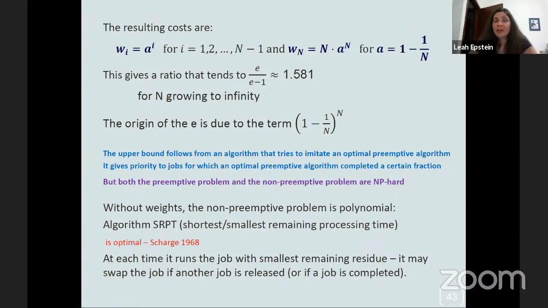So why do we get something that depends on e? The reason is that this term of a to the power of n tends to some number related to e. As I said, the upper bound was already known when we worked on it. It was not proved as an upper bound for this problem. It was proved for something else, but they designed an algorithm that imitates a preemptive algorithm, and this is why the result holds for what we need.